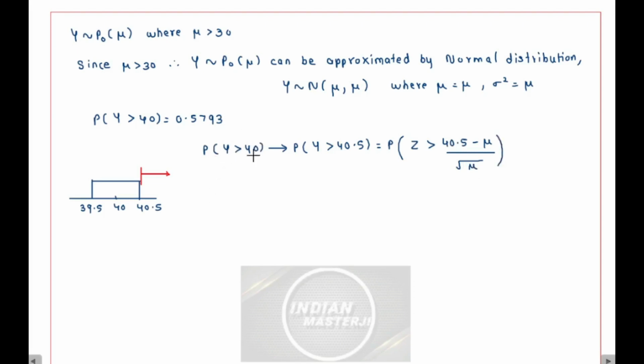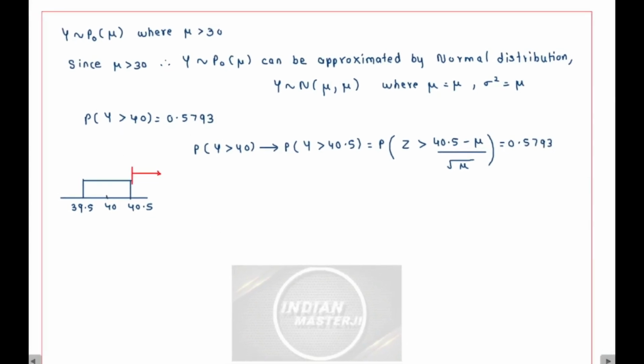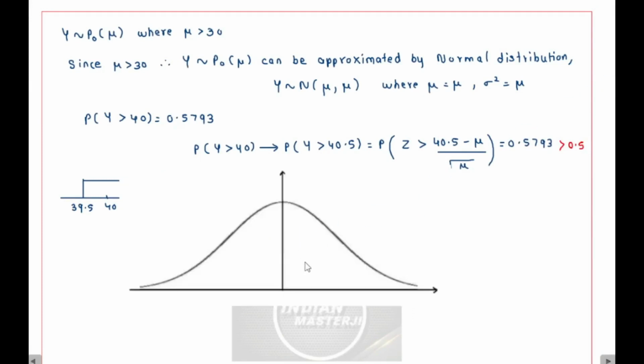And they have told that this probability is equal to 0.5793. So that means this probability has to be equal to 0.5793, correct? If you look closely, this probability here, 0.5793, is greater than 0.5, correct? That's the most important thing. It is greater than 0.5. So what does this indicate? Let's try to understand this with the help of a curve.